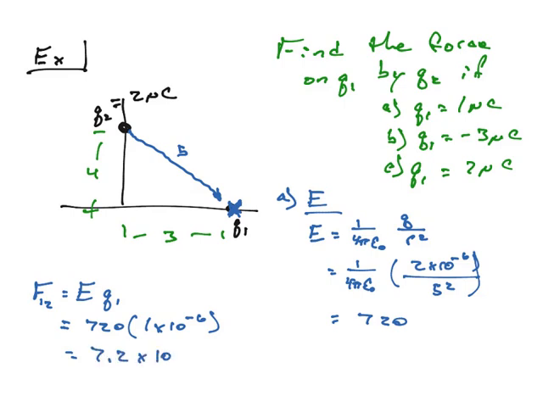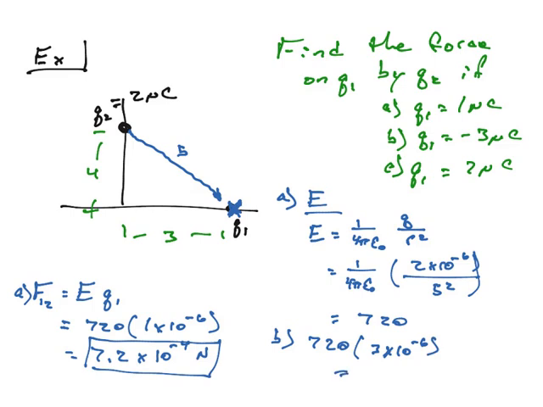So I get 7.2 times 10 to the minus 4 newtons. Okay? So that's how much force charge 1 will feel for part A. But what about part B? And here's the nice thing. I don't have to do that first calculation again. It's still 720. But now what the charge has to be is my 3 microcoulombs. So 3 times 10 to the minus 6. Okay, so 720 times 3 EE minus 6 gives me 0.00216. And of course the same for part C. I just plug C's charge in.